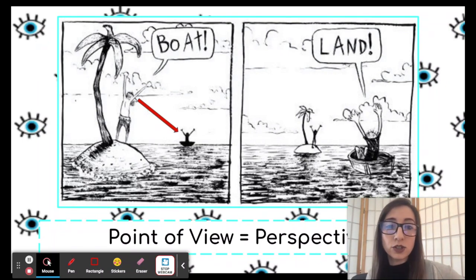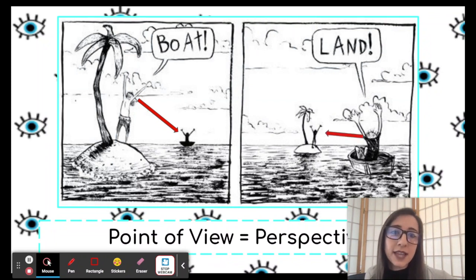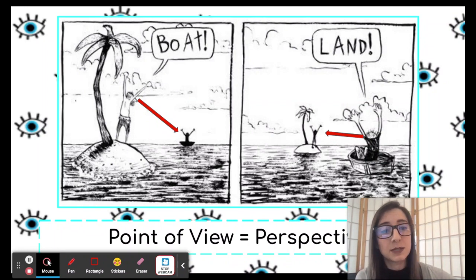The first panel shows the situation from the point of view of the man on the island. He's excited to see the boat, maybe because he's been stranded. Meanwhile, in the second panel, the viewer sees it from the point of view of the man in the boat. He is excited to see the island because he's probably been in the boat for a long time. This comic shows two different points of view about the same situation.